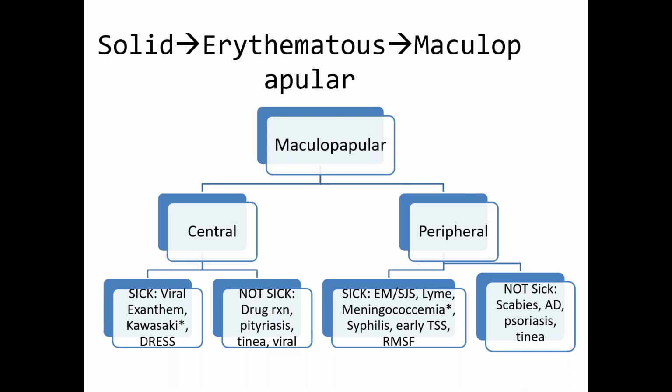Among the sick, if it is maculopapular and in the central part, then you should think of viral exanthem, Kawasaki disease, and drug reactions with eosinophilia and systemic symptoms. If it is not sick, that could be drug reactions, pityriasis, tinea, or maybe viral infections again. If it is in the periphery, this is probably erythema multiforme, Stevens-Johnson syndrome, Lyme disease, meningococcemia, syphilis, early toxic shock syndrome, and Rocky Mountain spotted fever.